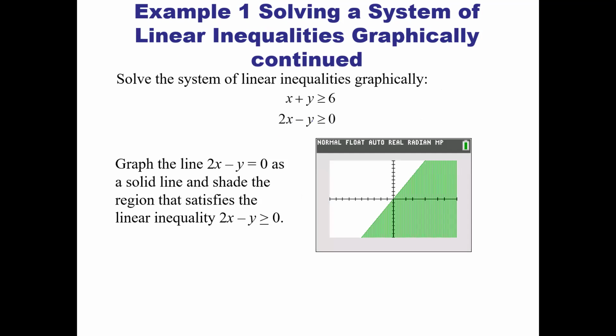And this is going to be everything less than, because when you solve this, this is going to go to the other side. So it's going to be everything y less than or equal to 2x. And so it's going to be everything below. And again, it's going to be a solid line, and so it's going to be everything below.